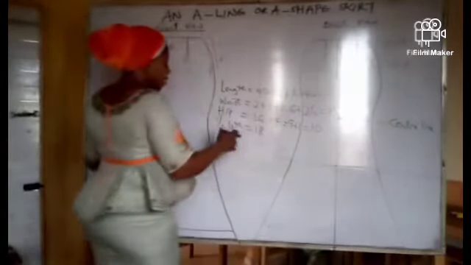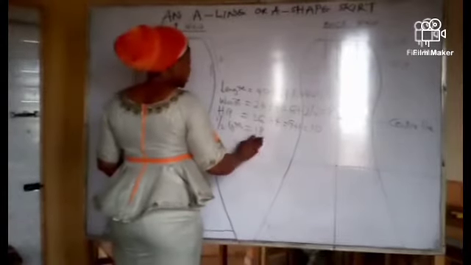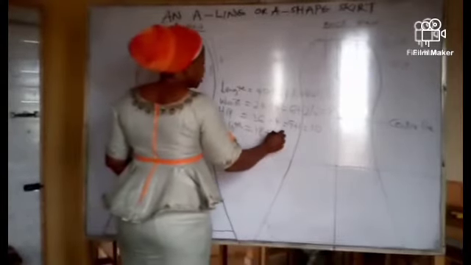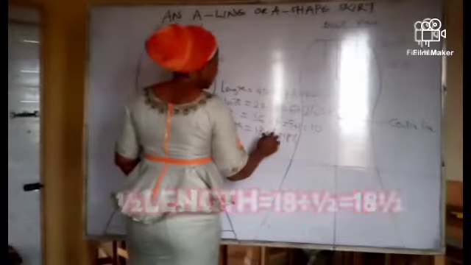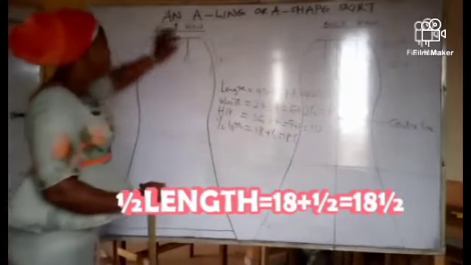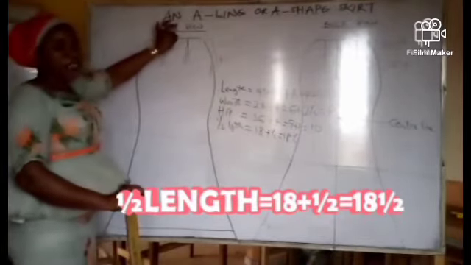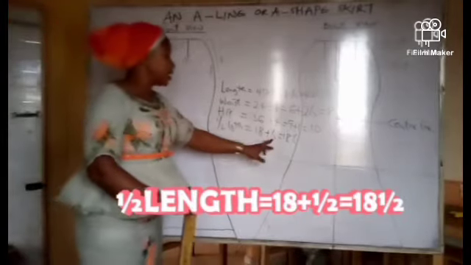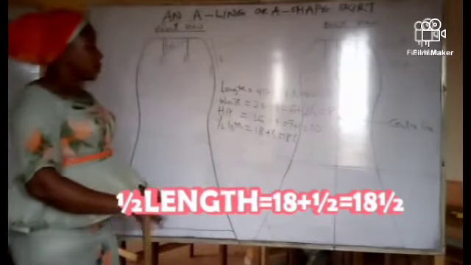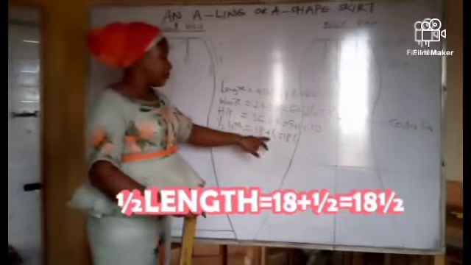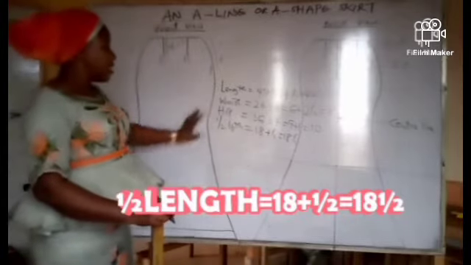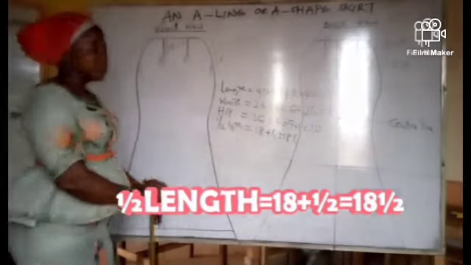So let us assume that the half length of this skirt is 18. Plus half, it will give us 18.5. Where do you see this half? The half we are using to fold the upper part of the skirt. Because if you don't add it to the half length of the customer, that means you are going to pick this half from this 18, and the customer's half length will now jump to 17.5.